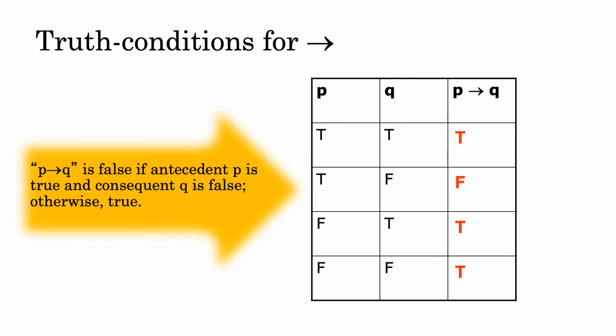We represent if P then Q in logic as P arrow Q. So P is going to be your antecedent and Q is going to be your consequent. Now, the truth conditions for P arrow Q, what's sometimes called material implication, is really pretty straightforward. Basically, the whole conditional is false when the antecedent is true and the consequent is false, and otherwise it's true.